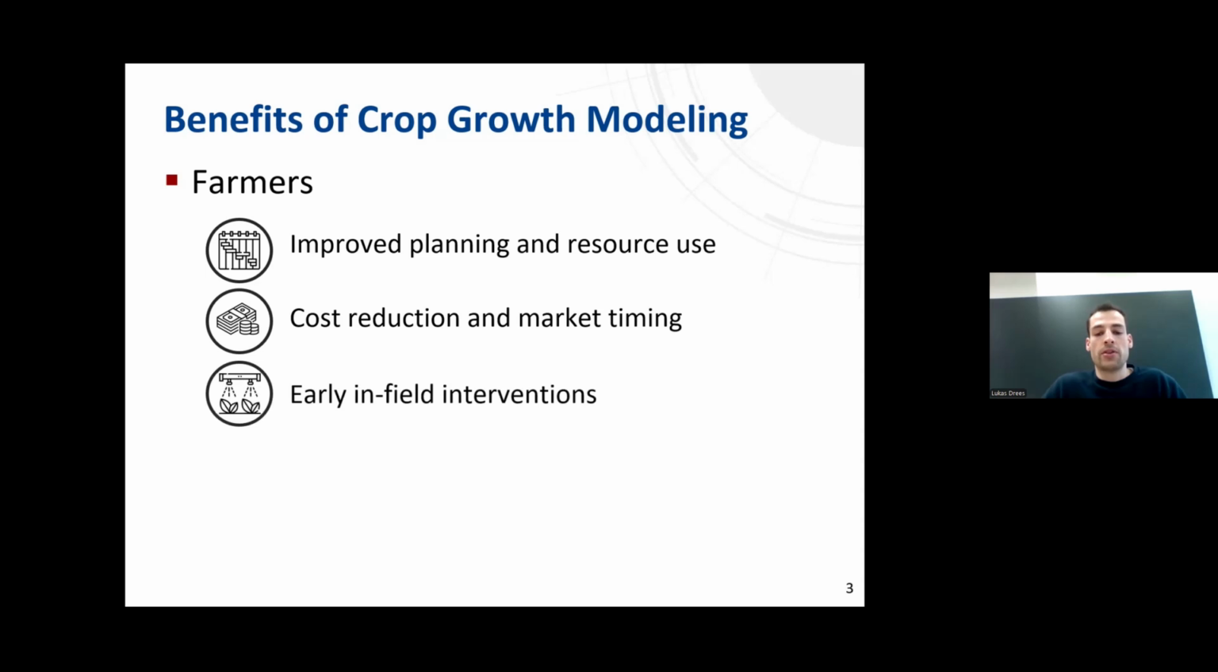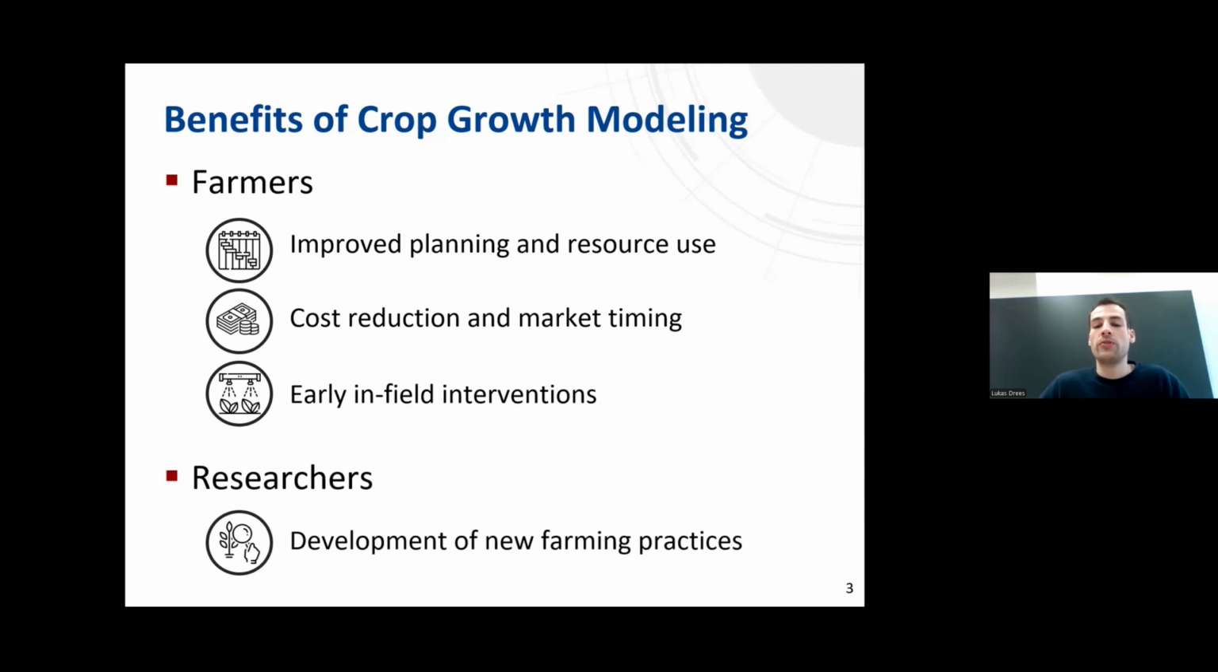And third, and this is maybe the most important point, crop growth models allow for early in-field interventions, which means if the model prediction is not as desired, farmers can go into the field and try to improve the prediction with targeted and location-specific actions in the field. But crop growth models are also helpful in research, for example, to develop new and modern farming practices.